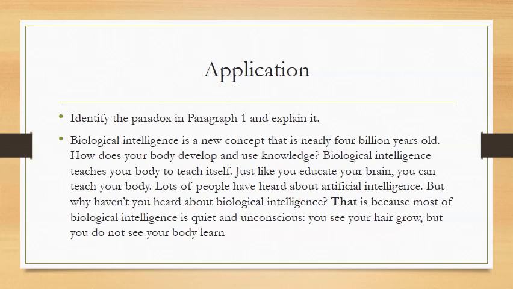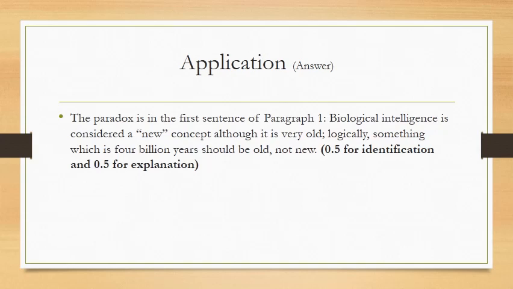In this paragraph, you have to find one sentence where there are two words that contradict each other, that are opposite in meaning, but those two words give the sentence a true, deep meaning. The answer to the question is that the paradox is in the first sentence of paragraph 1. Biological intelligence is considered a new concept although it is very old. Logically, something which is 4 billion years old should be old, not new.